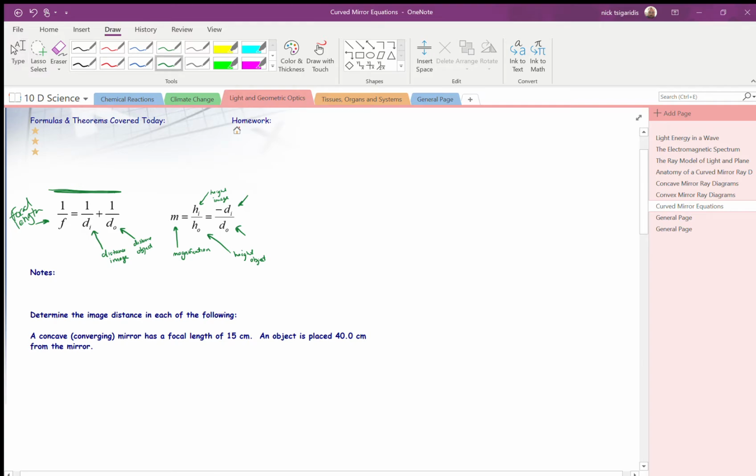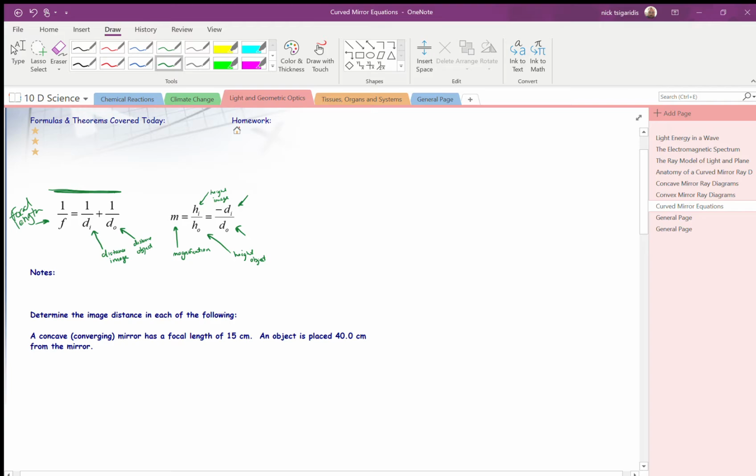So the first one is 1 over f is equal to 1 over di plus 1 over do, where f is your focal length, so the distance between the focus and the vertex. Di is the distance that the image is from the vertex. Do is the distance that the object is from the vertex.